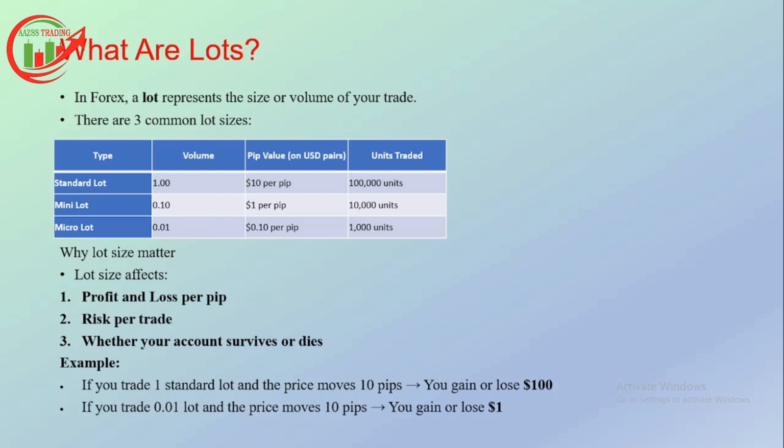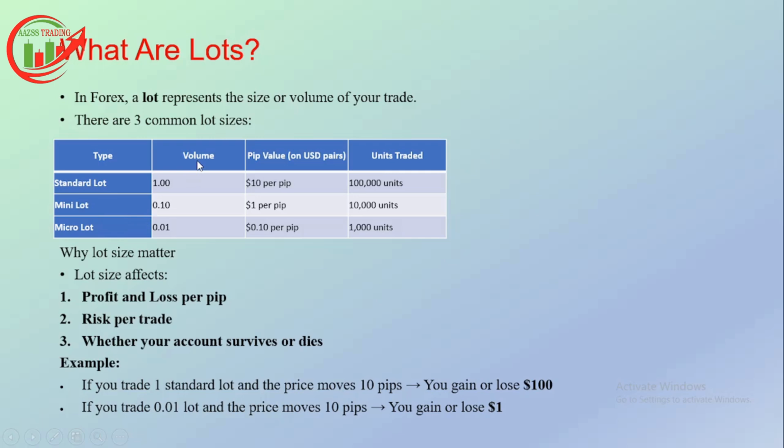So what are lots in forex? A lot represents the size or volume of your trade. I've said that many times. Now there are three common lot sizes. We have standard lots, we have mini lots, and we have micro lots.